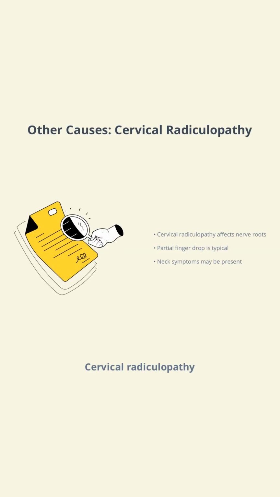Cervical radiculopathy, especially involving the C7 and C8 nerve roots, is another important cause of finger drop. This condition arises when nerves in the neck are compressed or irritated, often due to degenerative changes or herniated discs. Unlike PIN neuropathy, cervical radiculopathy usually leads to partial finger drop, affecting specific fingers. Patients may also experience neck pain, numbness, or weakness in other parts of the arm. Identifying this cause is crucial, as it may require different treatments, including surgery.